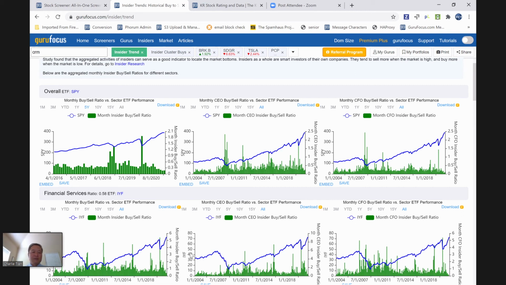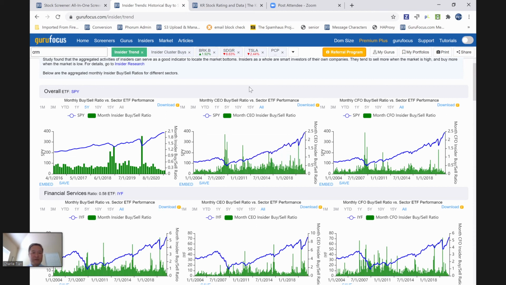The insider sales over insider buy ratio has been very, very low for the past several months. To me, this is telling us we need to be cautious in this market. Market valuation is high, and we need to be cautious.